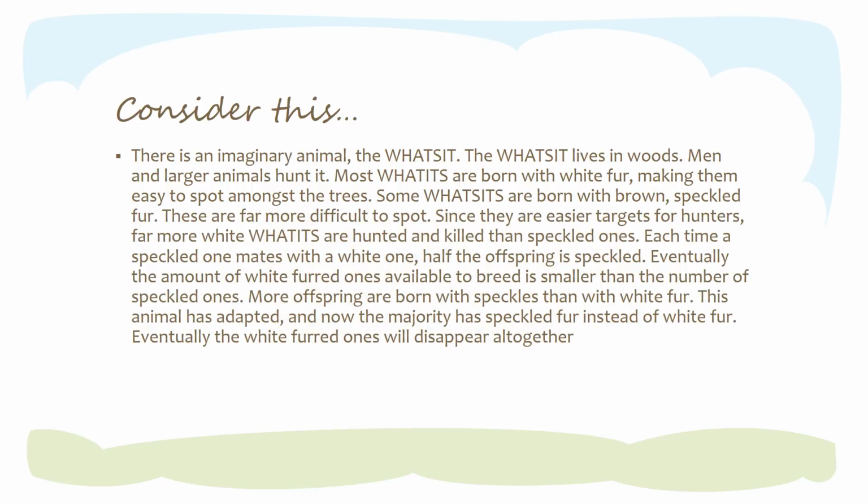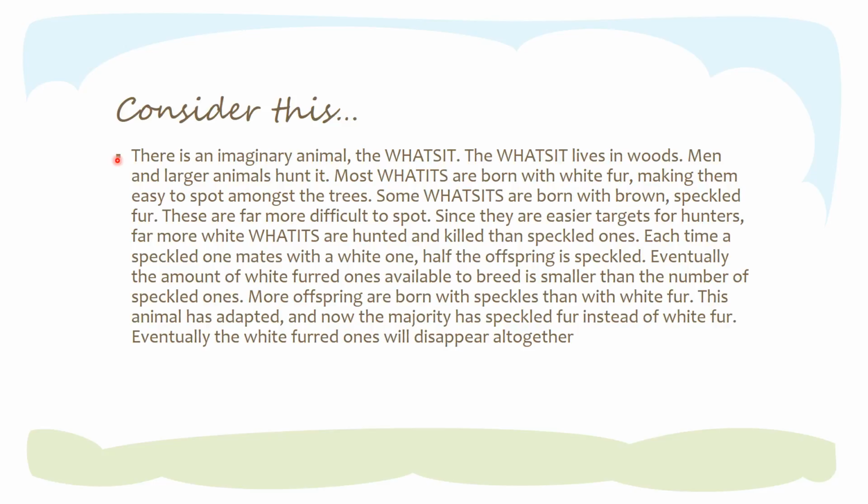So while you're thinking of different species and the things that they have done to adapt to their environment, I want you to consider this. There is an imaginary animal, the whatsit. The whatsit lives in woods. Men and larger animals hunt it. Most whatsits are born with white fur, making them easy to spot amongst the trees. Some whatsits are born with brown speckled fur. These are far more difficult to spot. Since they are easier targets for hunters, far more white whatsits are hunted and killed than speckled ones.